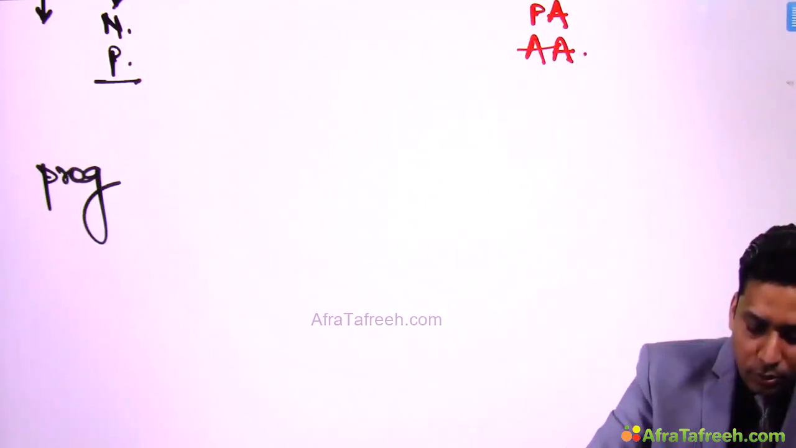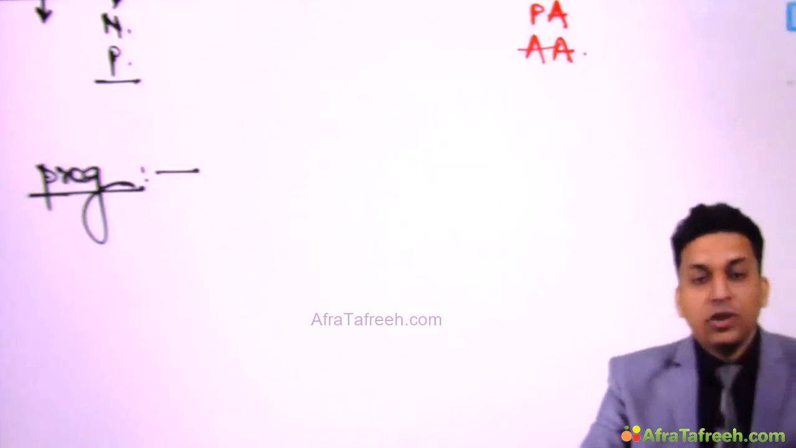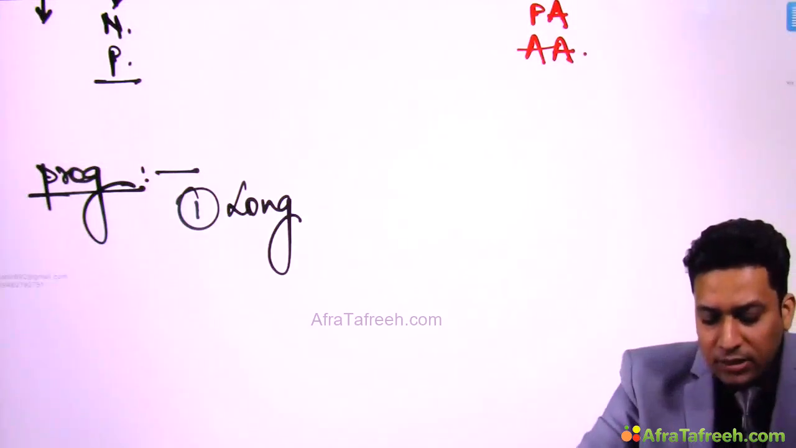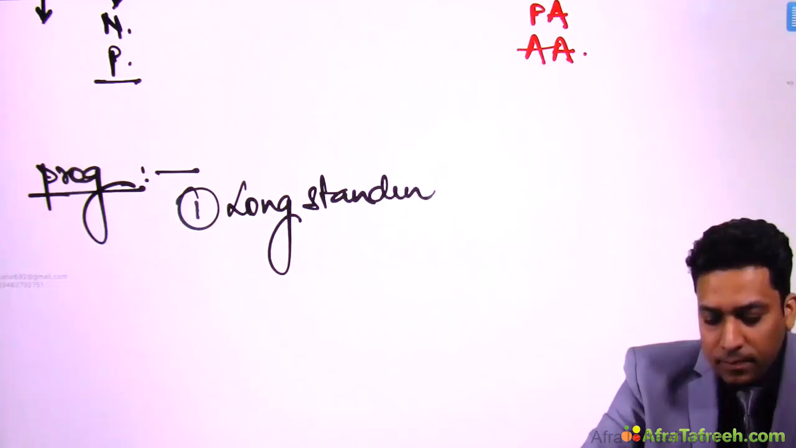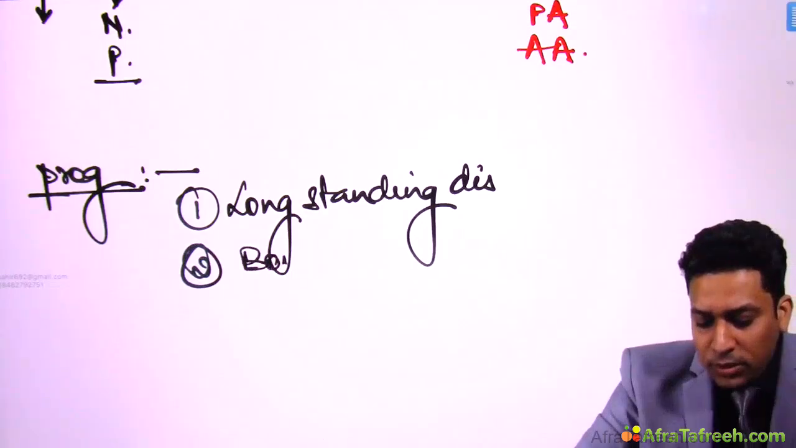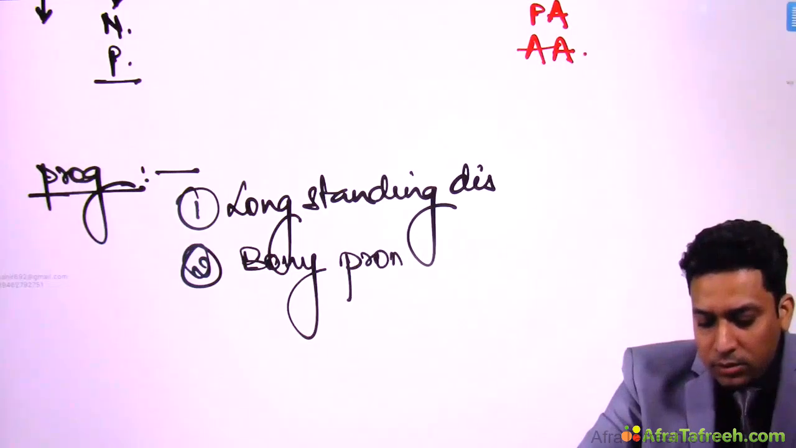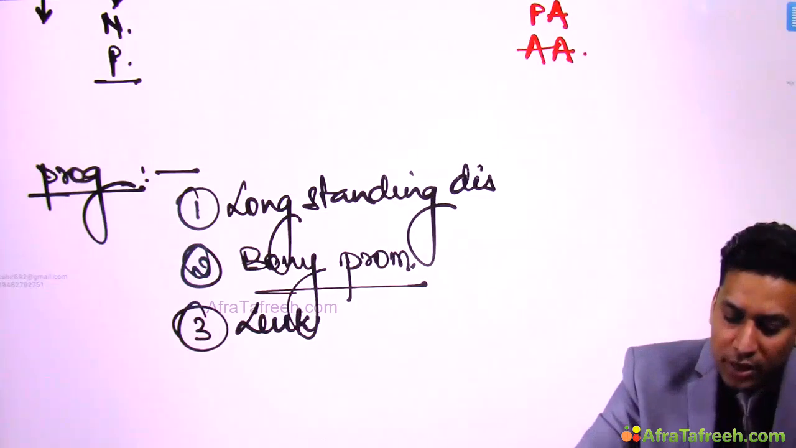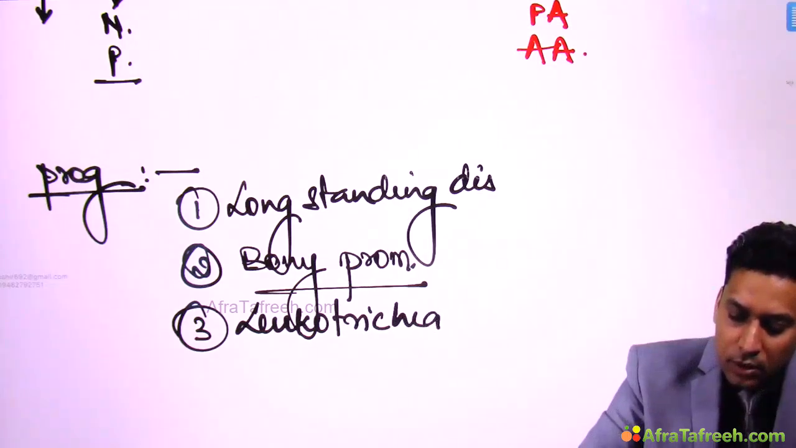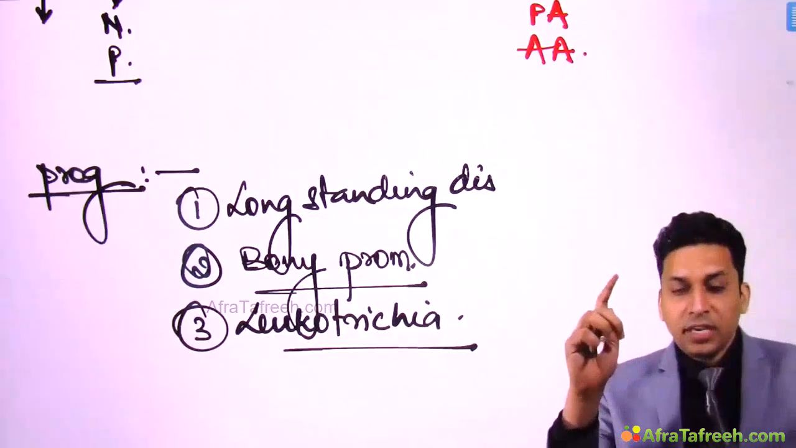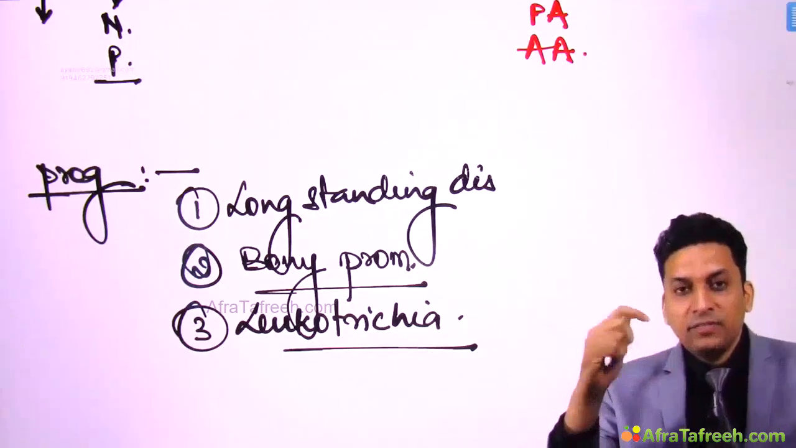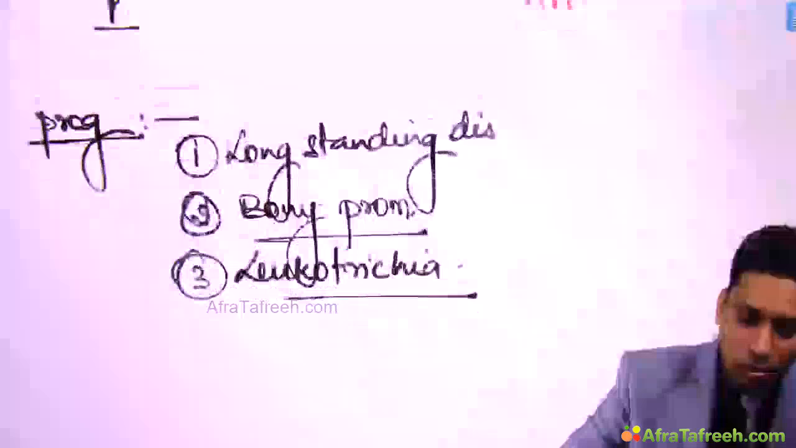Next is prognosis. If we talk about prognosis, if the lesions are persisting for a very long period, that is long standing disease, if the lesions are mainly present over bony prominences, if the lesions have leukotrichia. If you recall, in the beginning I told you leukotrichia: sometimes not only the skin but the hair follicles also become white. So if the pigment of the hair follicle is also gone, that is leukotrichia.